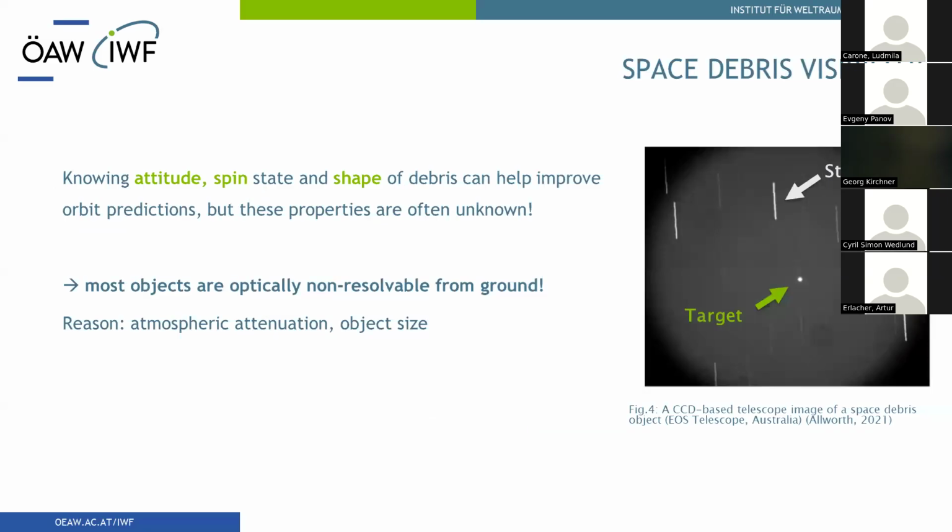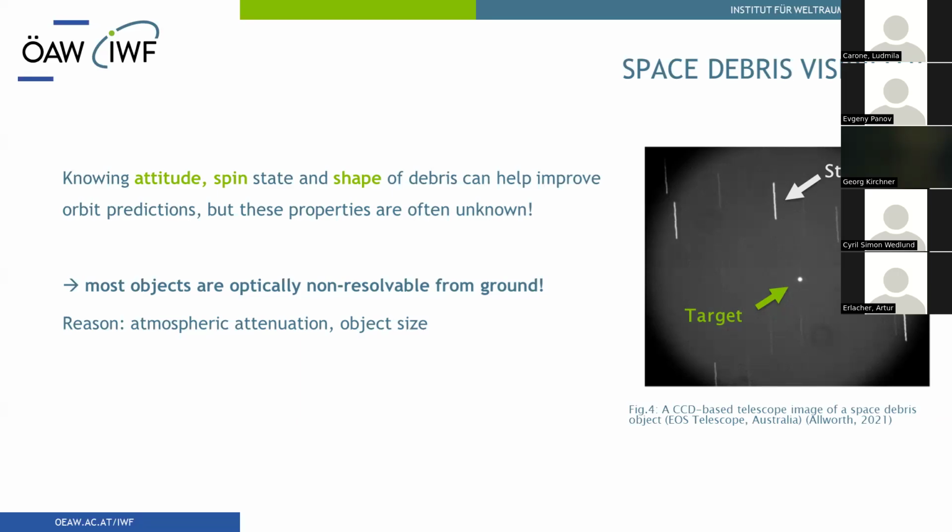So now we know that it is quite important to know properties of the object, such as its attitude, which means how it is oriented in space, its spin properties, and its shape. The reason why we are so interested in these properties is that they can help the orbit predictions. And orbit predictions, on the other hand, are very valuable for satellite operators because they help us avoid collision events.